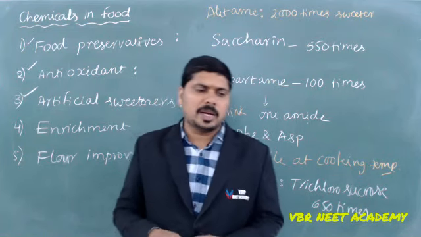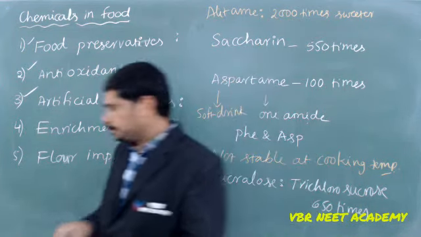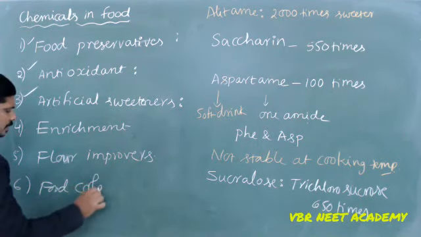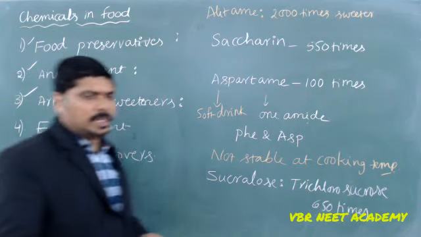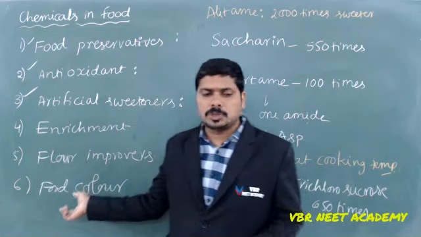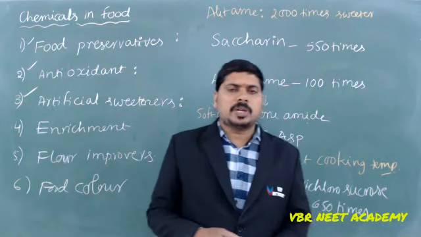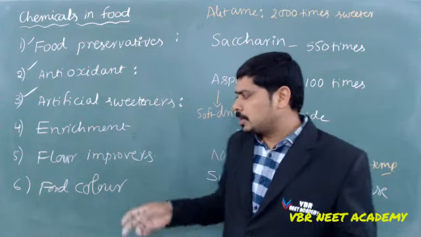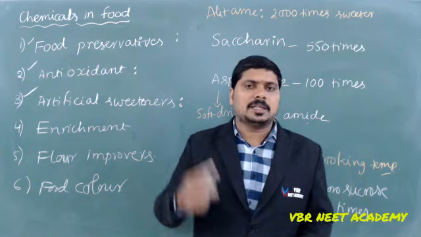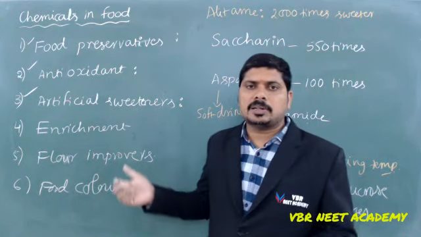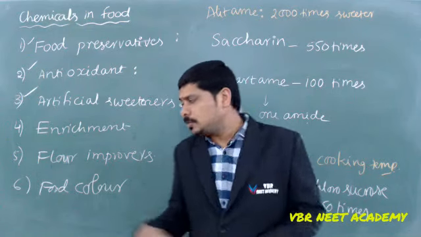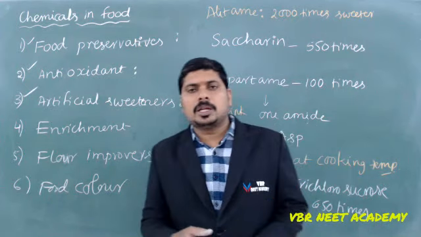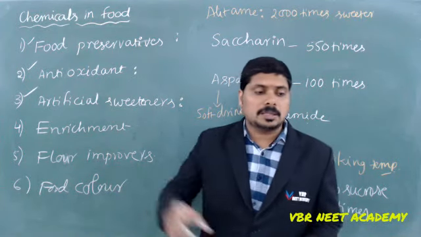And then we have food colors. Food color attracts a person to eat that food. Even in non-veg, they always add saffron color, or orange red color, or a natural one, turmeric. They all come under food color. Saffron and turmeric are the natural food colors we have.